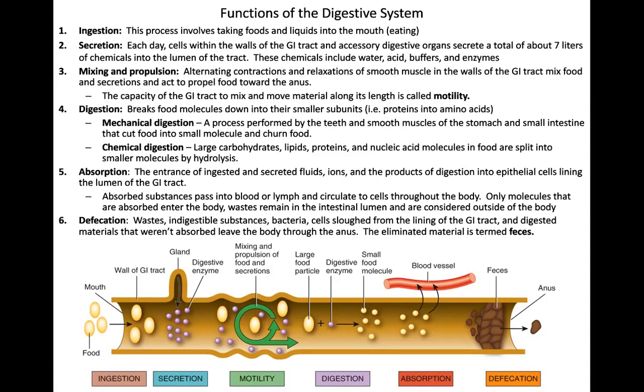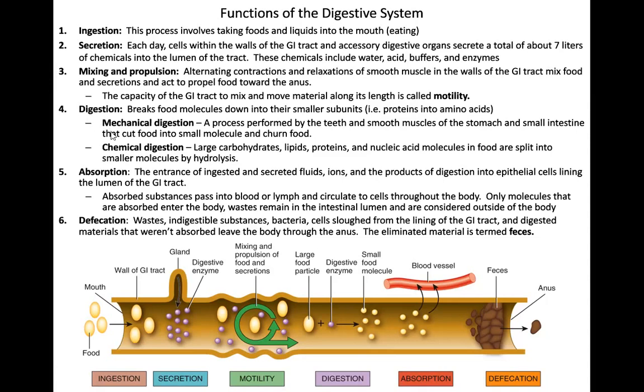Each day, cells within the walls of the GI tract and the accessory digestive organs secrete a total of about 7 liters of chemicals into the lumen of the tract. 7 liters, think about that. That's 3.5 big pop bottles of chemicals. Most of that chemical is water. It also includes acid, not acids, buffers, and then lots and lots of enzymes, which help with digestion.